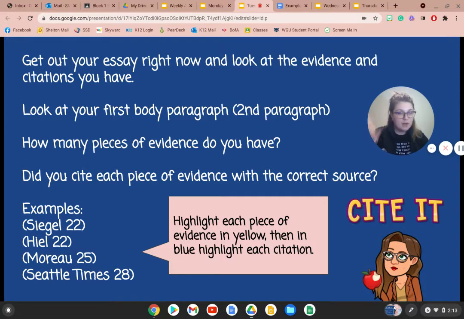Now, those page numbers probably are not the same page numbers you have, but make sure that you do have a page number attached. And right now, I want you to highlight each piece of evidence you have in your paper in yellow, and then I want you to put the citation in blue. That way you can see visually if you have 2 pieces of evidence and 2 pieces of citations in each of your body paragraphs. So take a moment and do that now. Pause the video while you do that, and I'm going to continue on. So play the video when you're ready.